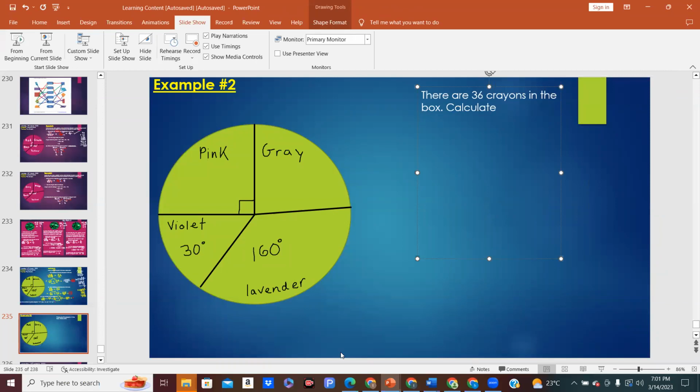Say it again. We don't pay to buy lavender, right? So we're doing the first thing we're gonna do: lavender, the pink, the violet, the gray.